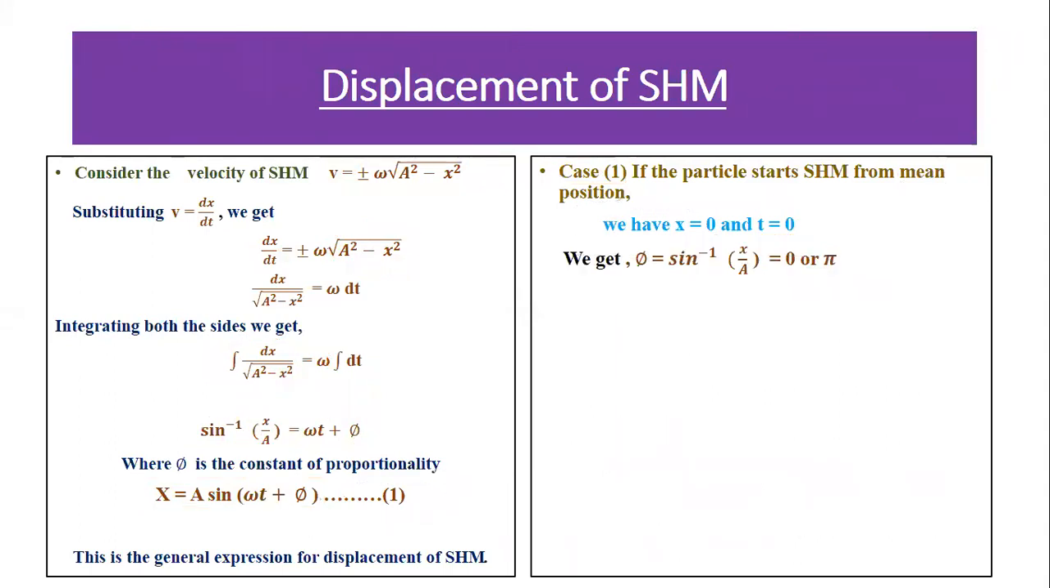Now let me obtain it in another way also. You know that phi is equal to sine inverse of x by a. If I substitute in this equation t is equal to 0 and x is also 0, then we get phi is equal to 0.